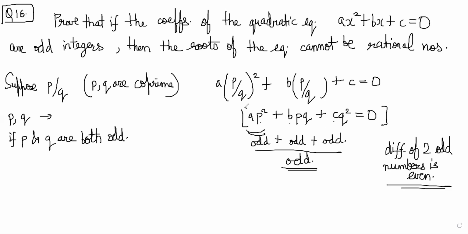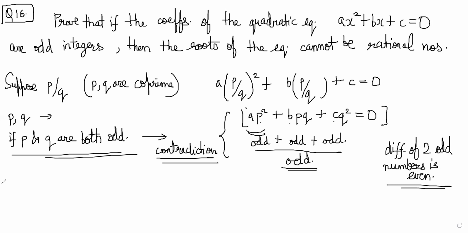So think about it, 3 odd numbers can never be summed up to 0. So if P and Q are both odd, then there is a contradiction. Correct? Let's think of the case when one of them is odd, one of them is even. So let's say P is odd, Q is even.